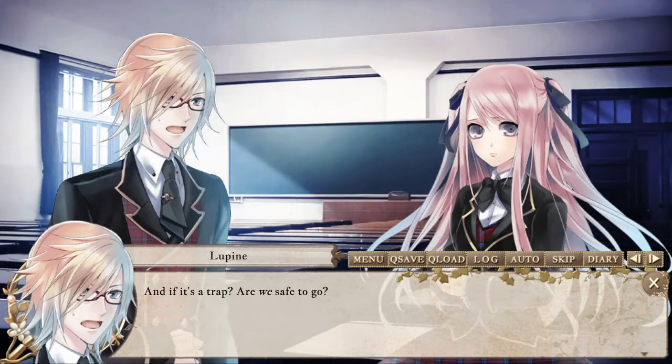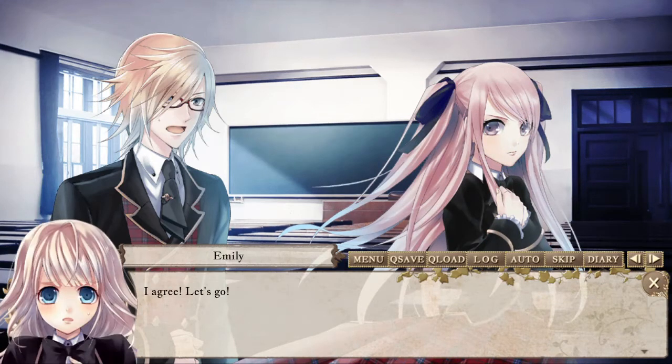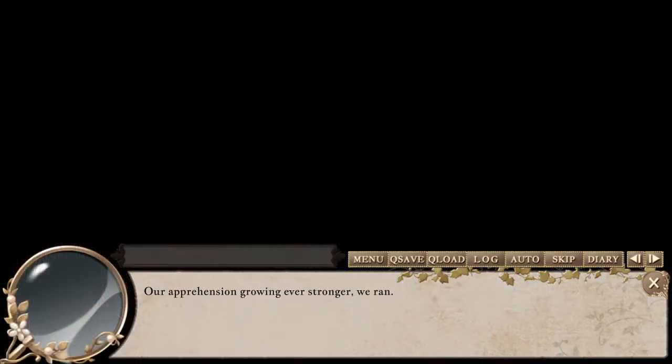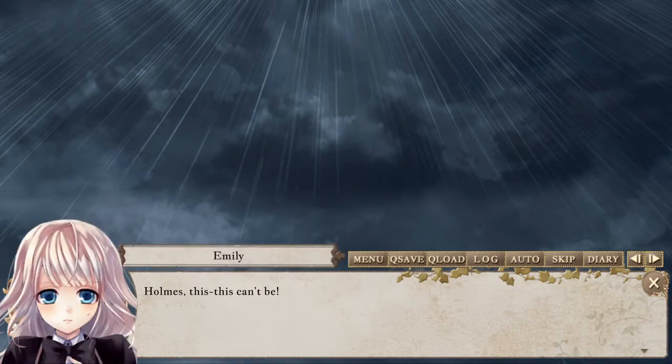And if it's a trap, are we safe to go? Even if it is, it's the only way we're going to learn what happened to him. I agree. Let's go. Our apprehension growing ever stronger, we ran. Like a horse, apparently. We traveled after hailing a cab. The address was revealed to us when it finally stopped.